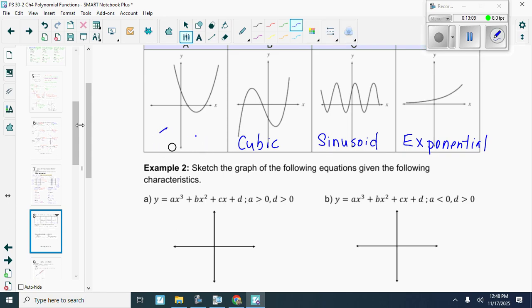Sorry, that's actually a better description for it. It's quadratic. A parabola has minimums and maximums. I changed it to quadratic. The shape is a parabola, but the function is a quadratic. So we're just being a little bit more accurate.